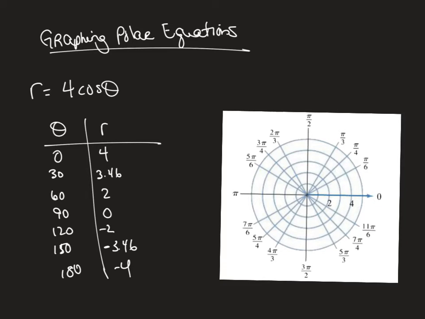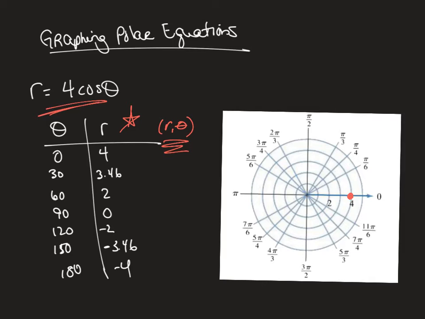Okay, so the first one is 4 cosine theta. I have already pulled the information off the calculator just to save time. So once you have your theta and your r, you're just graphing points. Now I know technically when you write points in polar form, they need to be r, theta, but we pull it off the table at theta, r. So that's totally fine. When theta is 0, my radius is 4, so I put a point at 4 comma 0.